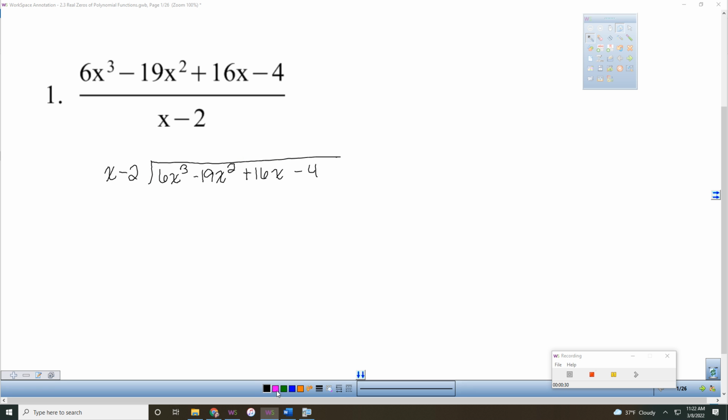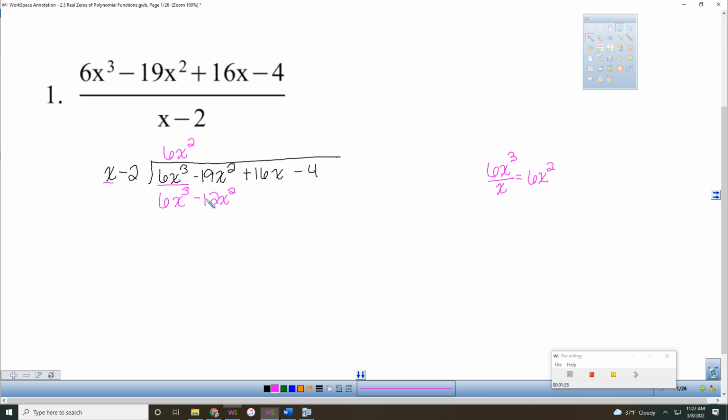So what we're going to do is take the 6x cubed and divide that by x. Now, I like to do my work out to the side so I don't mess up, and it's easier to find my work. So 6x cubed divided by x would give you 6x squared. That's going to go on the top here, just like we do with normal division. And then after you do that, you multiply. So 6x squared times x would give you 6x to the third. Those should always match because you literally just divided. And 6x squared times negative 2 would give me negative 12x squared.